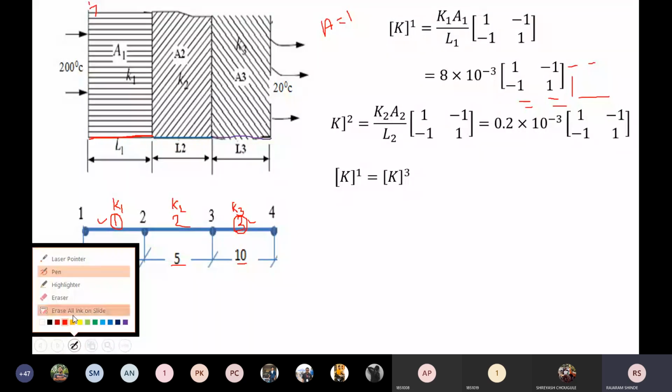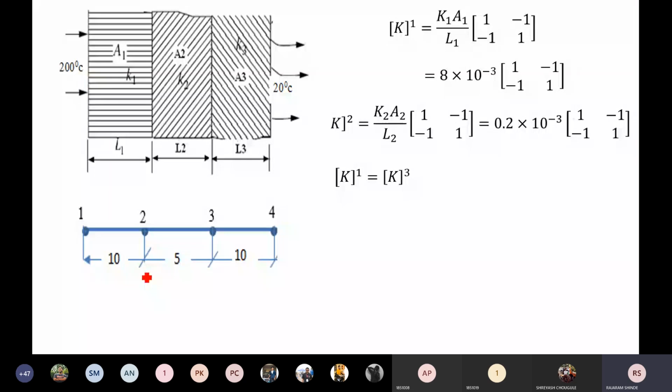Now for the second element, you see here, this is the second element, this is not connected to node number 1. Therefore your first row is 0 and first column is 0. Okay, and the last row is 0 because again the fourth node is not connected to element number 2. Last row is 0 and last column is 0. Okay, do you agree with this?